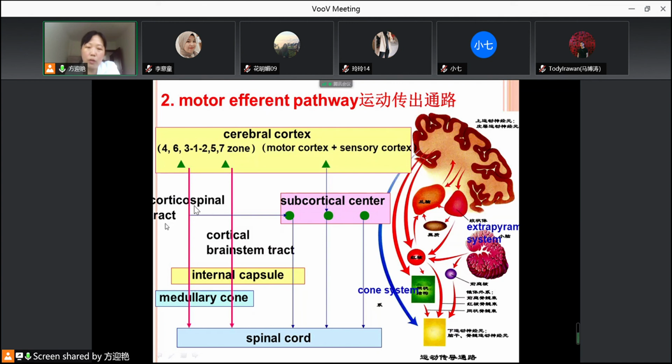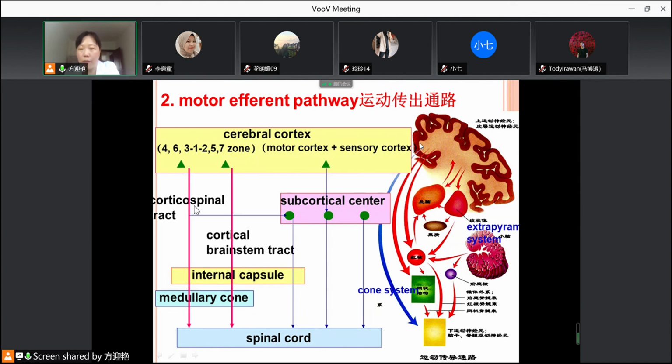There are pathways like the corticospinal tract and also the medullary column, and then they reach the spinal cord. In the spinal cord, we know there is the alpha motor neuron, which is the final common path. We also know this is the cerebral motor cortex, and then through the subcortical center it also reaches the spinal cord.